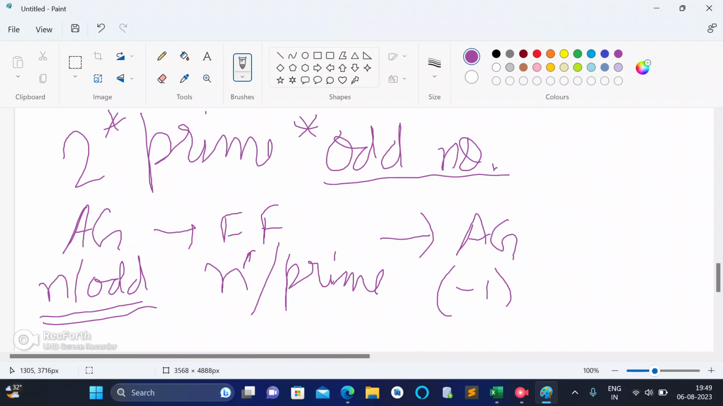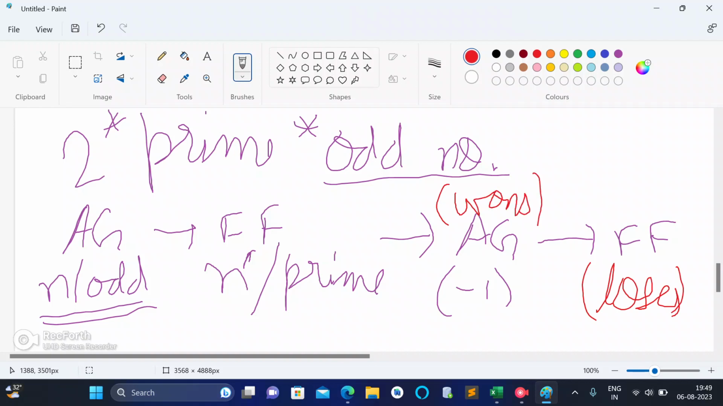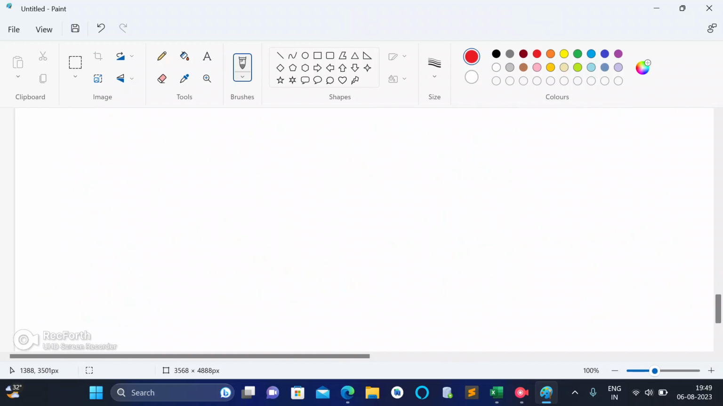Then again Ashish Gupta says okay, now n becomes 2, so I will subtract 1. Ashish Gupta will subtract 1. So as Ashish Gupta subtracts 1, now Fastest Finger says I won't have any move as now n becomes 1. So Fastest Finger loses and Ashish Gupta wins.